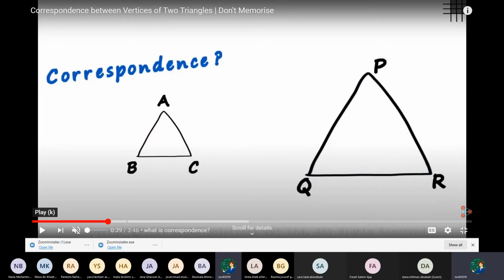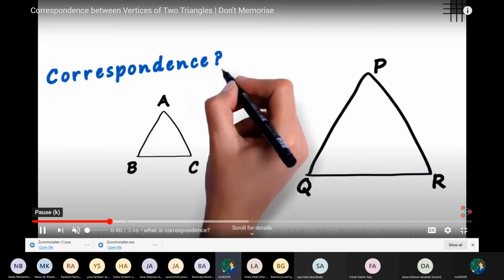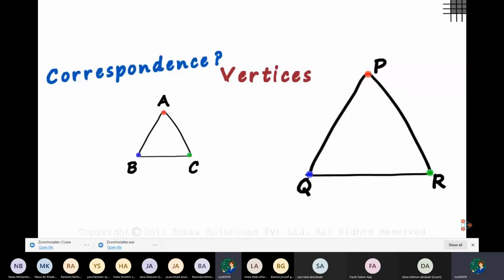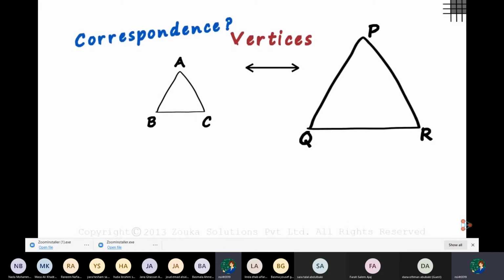So, I want you to know that if I want to draw any two shapes, they must have the same manner. It cannot be random. If I want to draw them, I will draw them in correspondence to each other. What does it mean? That means vertex A corresponds to vertex P, vertex B corresponds to Q, and vertex C corresponds to R. And this sign, this arrow, means it corresponds.